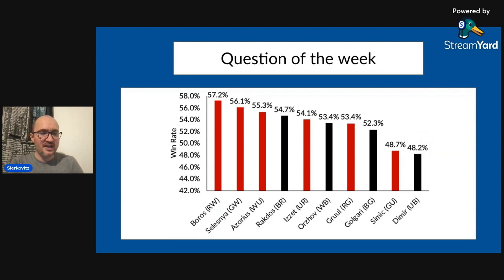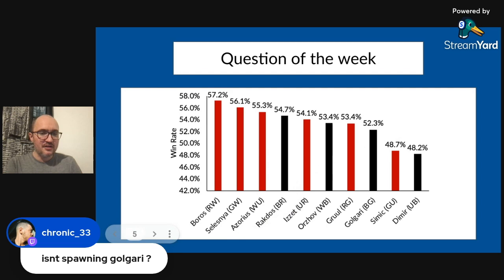Chronic33 is asking, isn't spawning Golgari? Spawning itself is, but a lot of support cards are in blue. So you often will have a mix of green, black, and blue. Sometimes you'll have a blue-green deck, maybe splashing black for the flashback of Spider Spawning. So these are the colors where the synergies that help Spider Spawning are going to be focused.